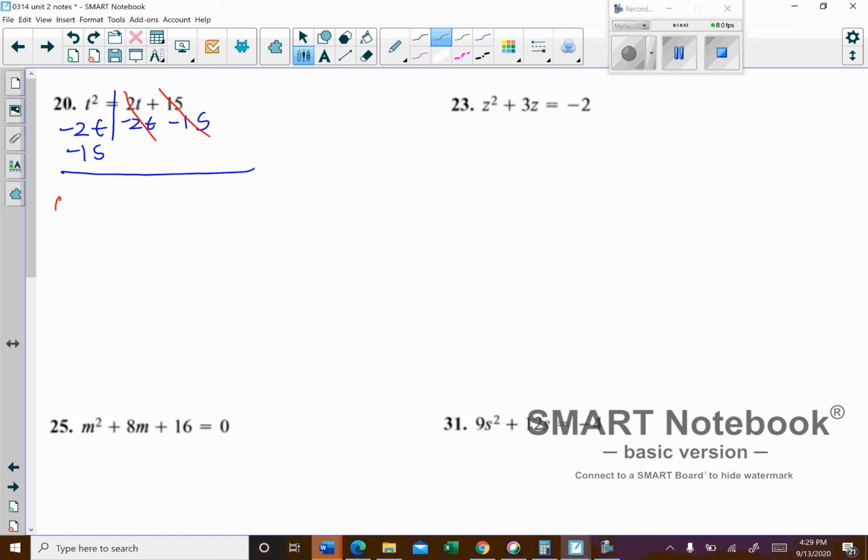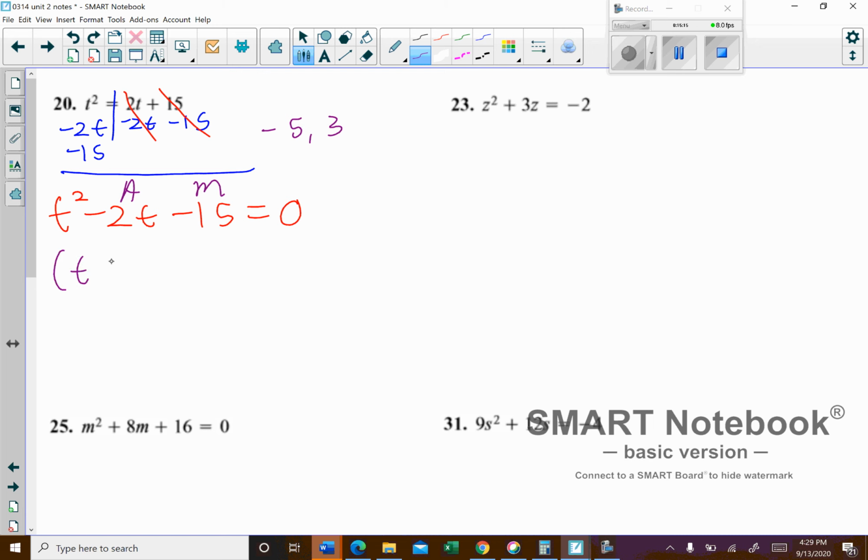Now on the left side, we've got a t squared minus a 2t minus a 15, and then the right side is 0. And then now we are back to our A&M method. Okay, so what multiplies to give me negative 15, but add up to negative 2? Once again, I'm dealing with one positive, one negative. Let's see, I believe this time it's going to be a negative 5 and a positive 3. Those multiply to give us negative 15, adds to negative 2.